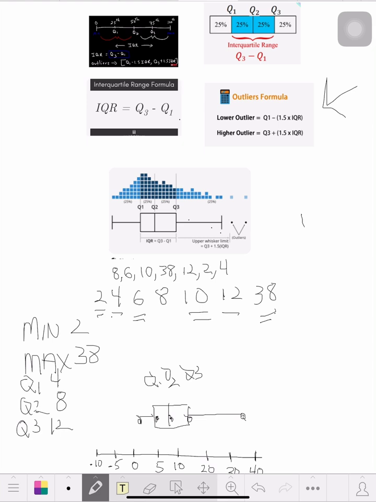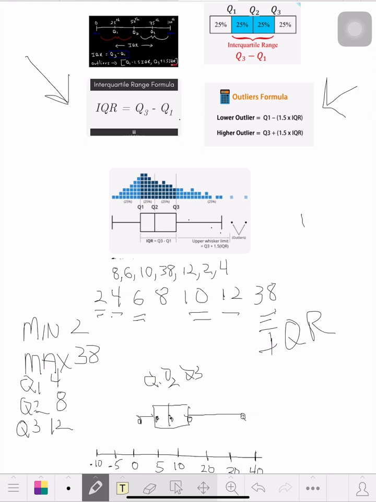So the formula is Q1, which we looked up, that's 4, minus, and now brackets. That means you do it first. Don't forget on PEMDAS, you do what's inside the brackets first. That's what PEMDAS says. So you do 1.5 times IQR. And how do you figure the IQR? Well, it's right over here. This is another little formula, but this is a real easy one. This is actually the IQR. I'm going to write it here.